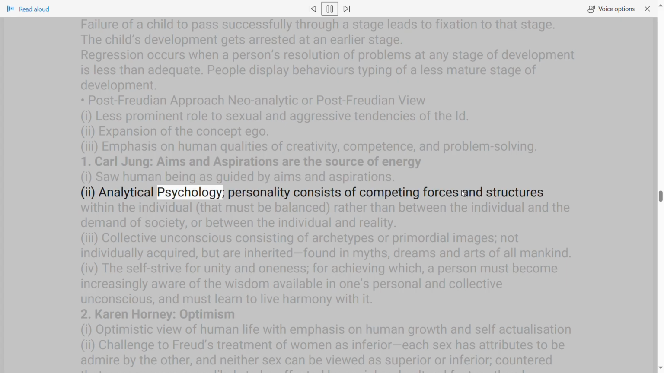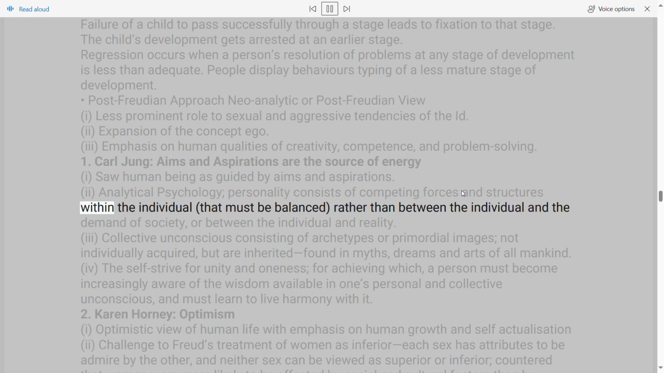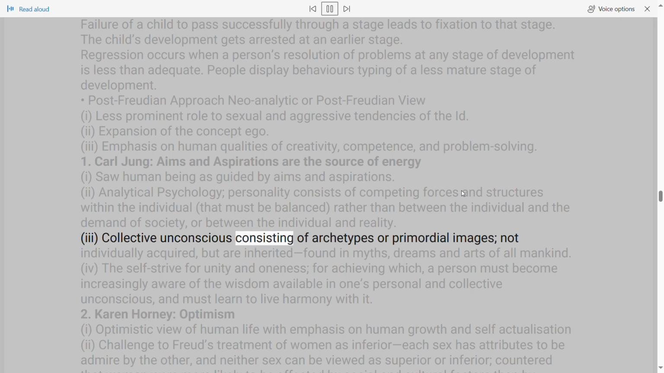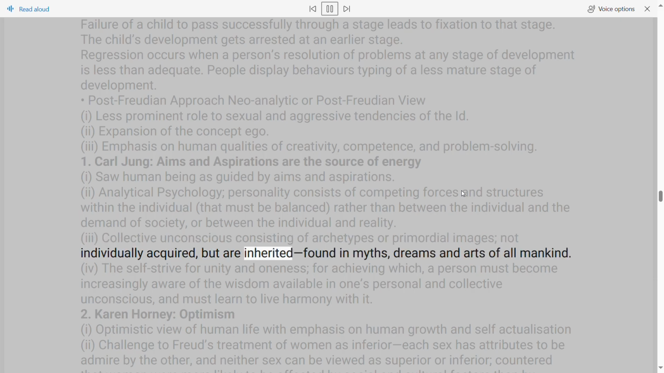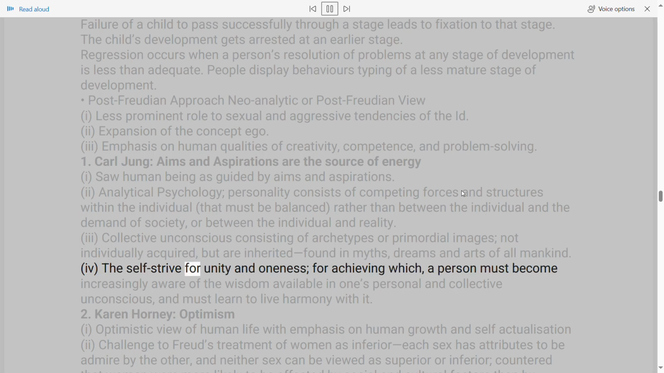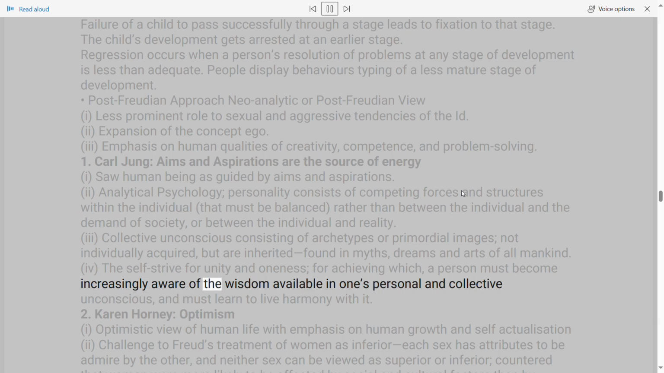2. Analytical psychology: personality consists of competing forces and structures within the individual that must be balanced, rather than between the individual and the demands of society, or between the individual and reality. 3. Collective unconscious, consisting of archetypes or primordial images, not individually acquired but inherited, found in myths, dreams and arts of all mankind. 4. The self strives for unity and oneness. To achieve this, a person must become increasingly aware of the wisdom available in one's personal and collective unconscious, and must learn to live in harmony with it.